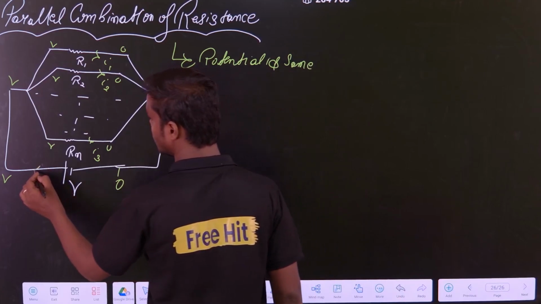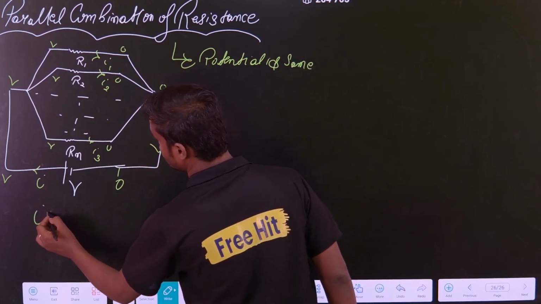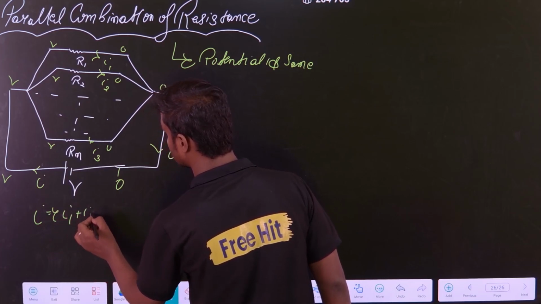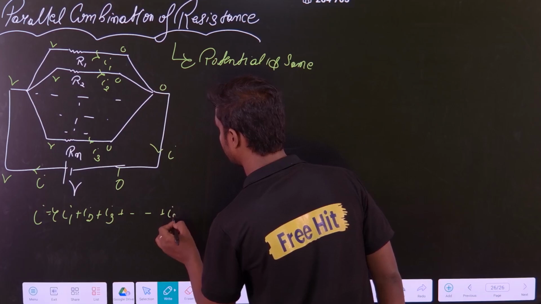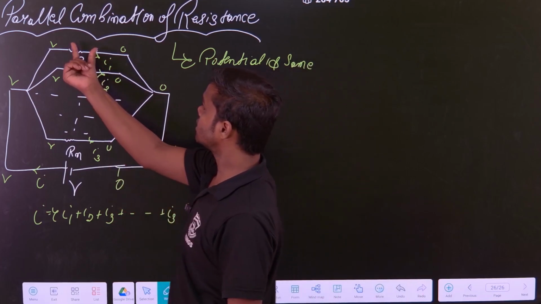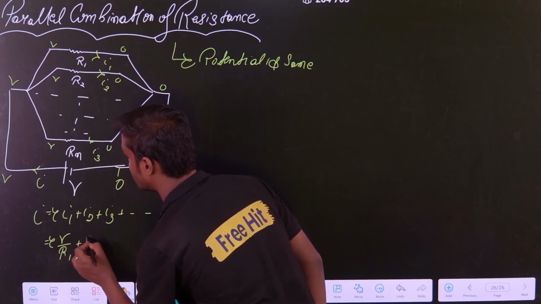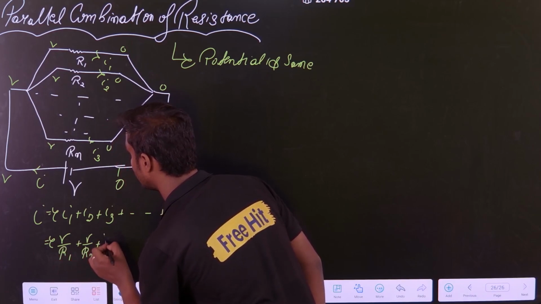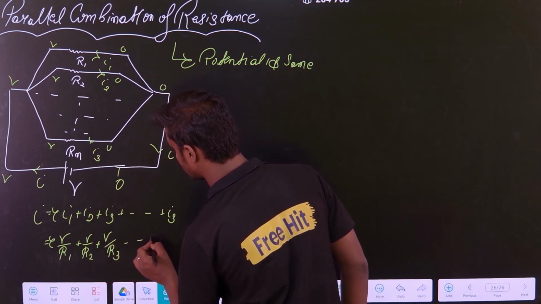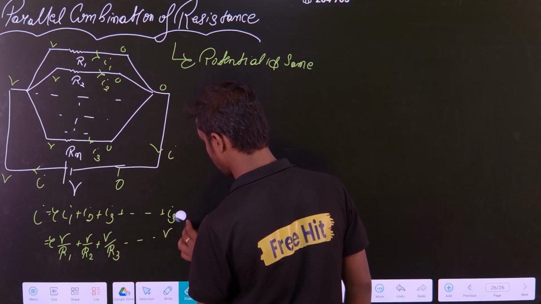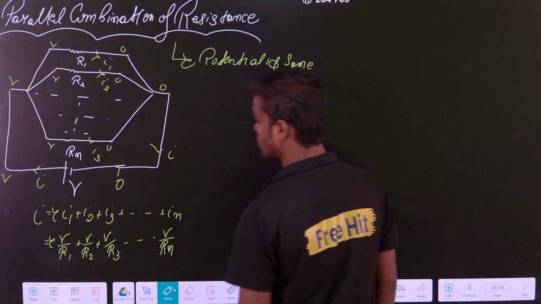So suppose the current I is flowing from here, it will come here. So what is the current now? In this case, it is I1 plus I2 plus I3 plus dot dot dot plus In. And if we want to write the current in each branch, how will I write? I will write it as V upon R1, V upon R2, similarly V upon R3, like that, V upon Rn.